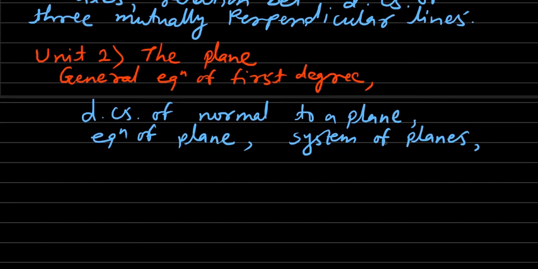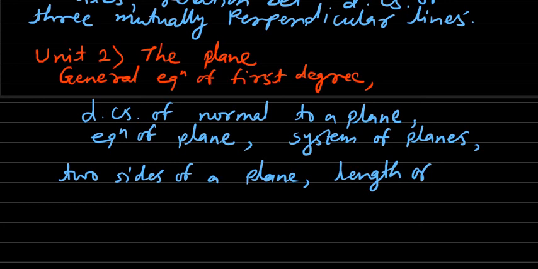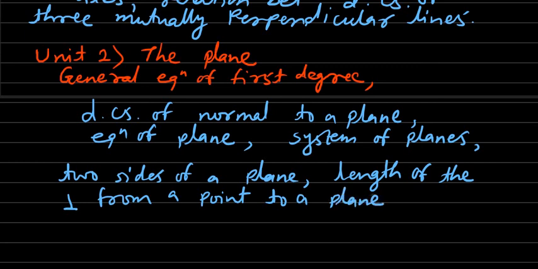After the system of planes, again we are going to study two sides of a plane, and the length of the perpendicular from a point to a plane, and finally bisectors of angle between two planes.